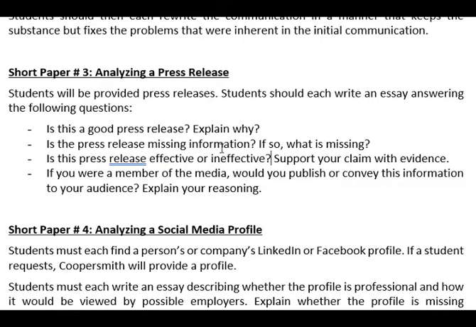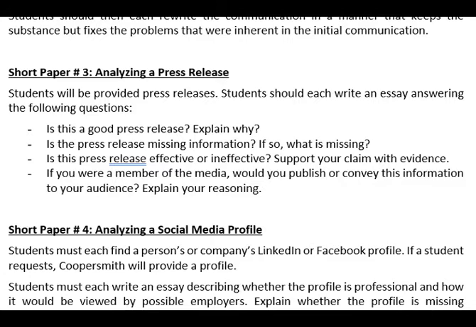Is the press release missing information? Well, if it's missing information, then it's not a good press release. So, if you attack this, is it missing information? If you attack that in 1 paragraph, and you attack effectiveness or ineffectiveness in the 2nd paragraph, and you attack whether you would publish it to your audience in another paragraph, well, that's the sort of thing that can give you the ability to conclude whether it's a good press release or not.